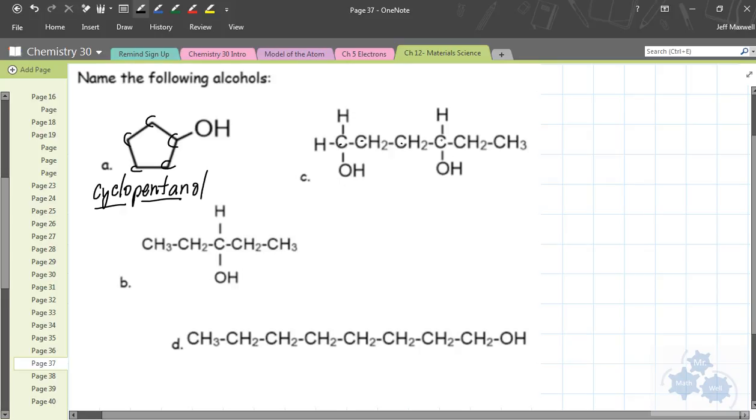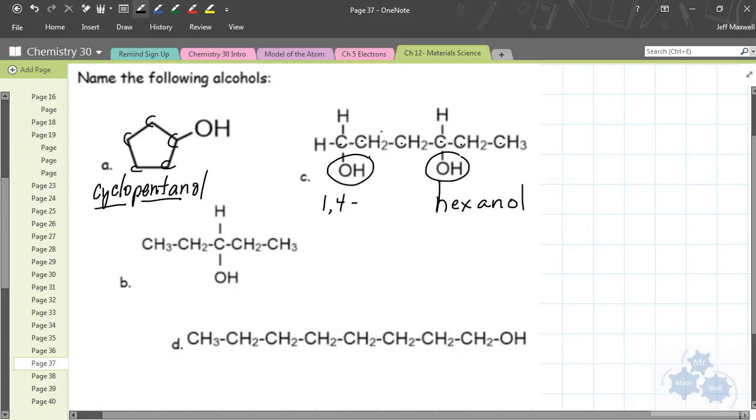There are 1, 2, 3, 4, 5, 6 carbons. So that's going to be hex, and ol, it's going to be at the end there. Now we have to name the hydroxyl groups, so we have one here and one here. Remember, we want to keep the numbers as low as possible. So this is going to be 1, and this is going to be 4. So what should it be? 1, comma, 4, dash.